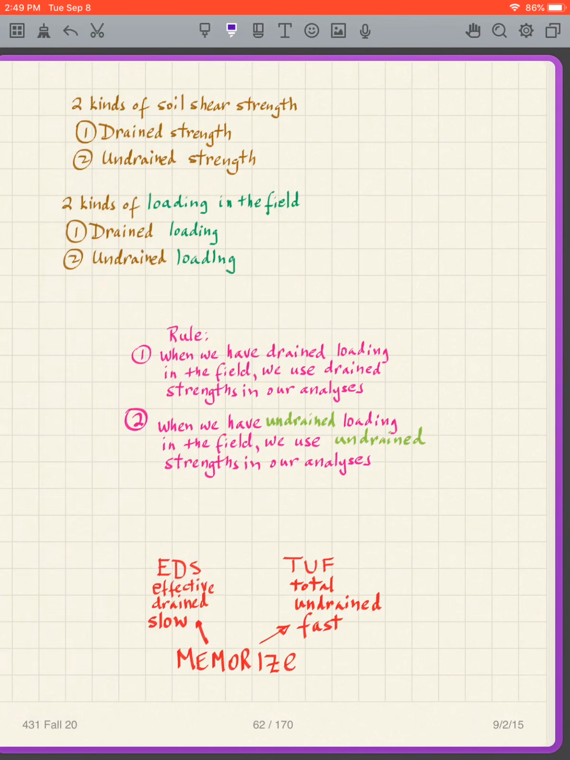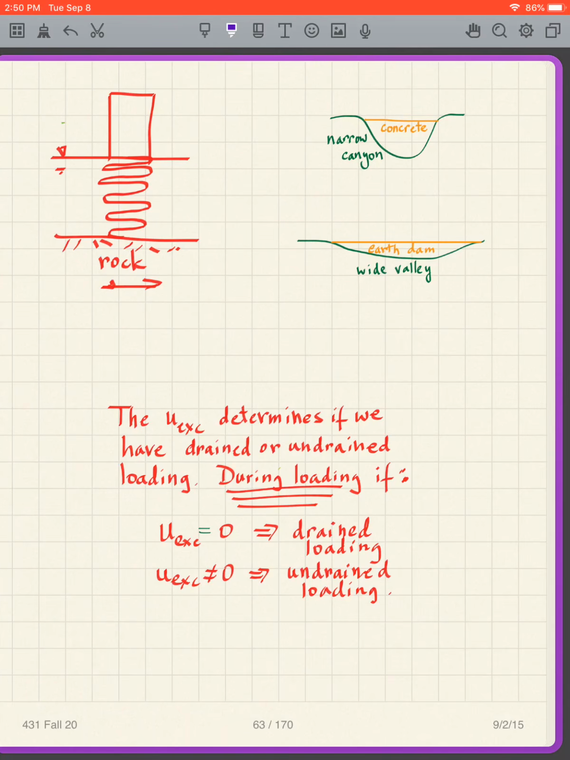So this is the same thing. You can go over this. 2 kinds of soil shear strength, drained and undrained. 2 kinds of loading, drained and undrained. And when we have drained loading in the field, we use drained strengths in our analyses. When we have undrained loading in the field, we use undrained strengths in our analyses. So we have to decide what we have in the field.